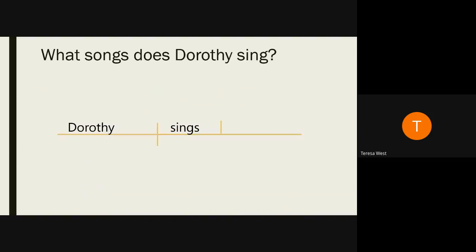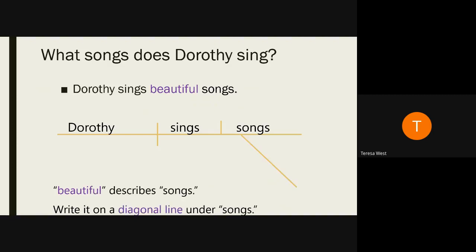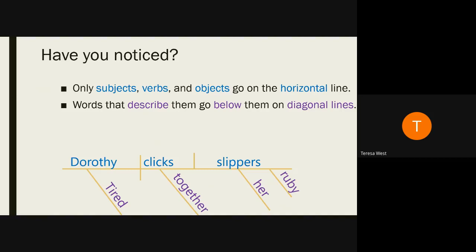So we're building upon this. We put our vertical separator. She sings songs, and they're beautiful. The beautiful is describing songs. So we write it on a diagonal line under songs. Dorothy sings songs, and the songs are beautiful. So we have our diagonal line that's referring back to those songs. Have you noticed? Only subjects, verbs, objects go on the horizontal line. Words that describe them go below them on diagonal lines.